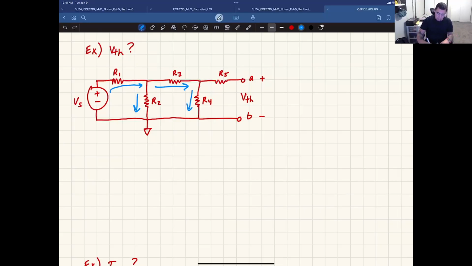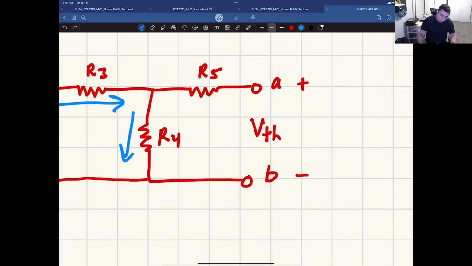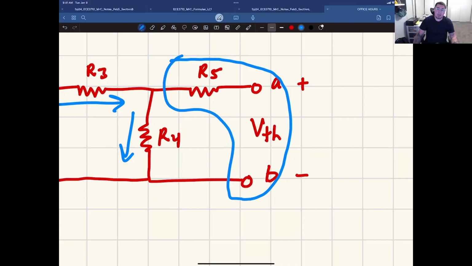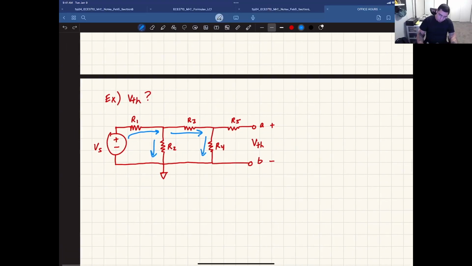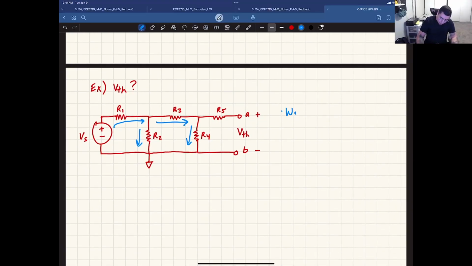Or you can go back to math and notice that if you zoom in, R5 is in series with an open circuit. And because we assume current is moving, and we see that R5 is in series with an open circuit, we can remove R5. So we can remove R5 because it is in series with, I'm going to put OC, open circuit, between nodes A and B.